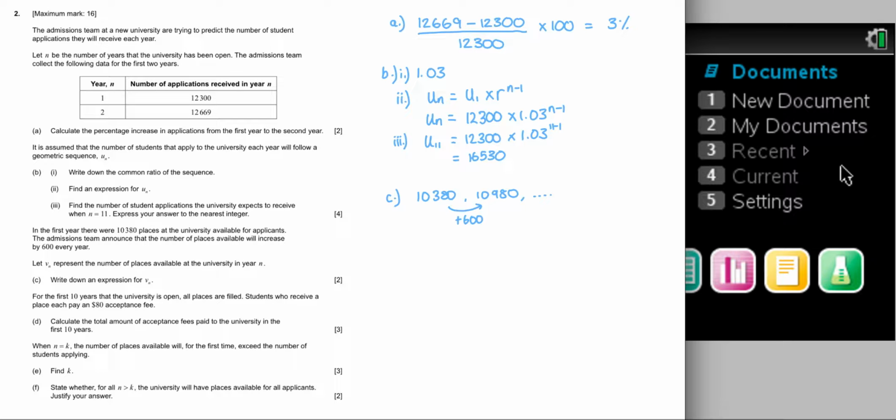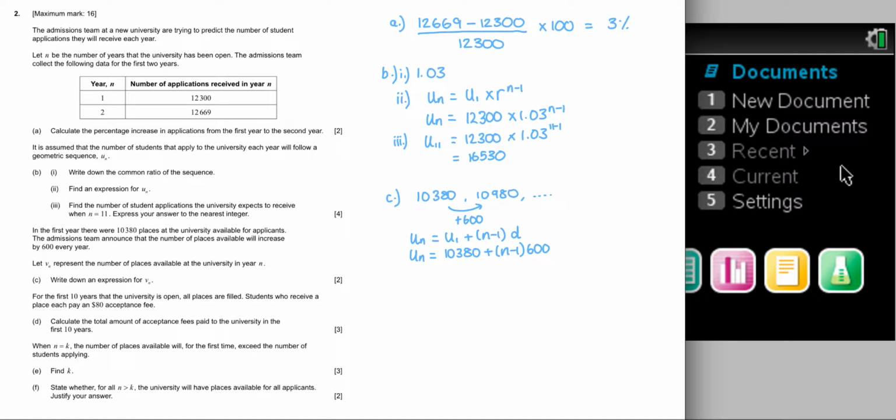So for the first part there, we're writing down an expression. Now an arithmetic sequence has the rule the first term plus n minus 1 lots of the difference. So the first term is 10,380, n minus 1 lots of the difference, which is 600. And you can simplify that, you can expand it. You don't need to, you can actually just leave it like that.